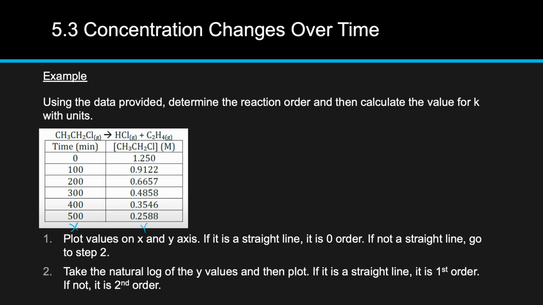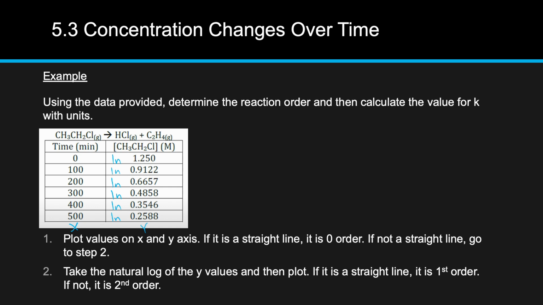Now, if that is not a straight line, you could then go ahead and take the natural log of each of these numbers. And if you plotted the natural log of the concentration versus time and that was a straight line, that would mean that the reaction order is 1. Now, if that was still not a straight line, you can automatically assume that it is going to be second order just because AP Chemistry only does 0, 1, and 2. But if you did not want to plot those, you could also do it with math.